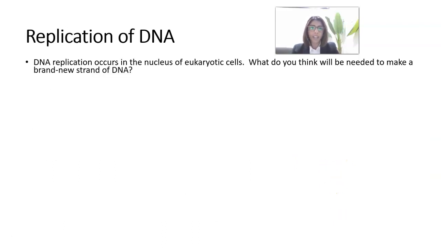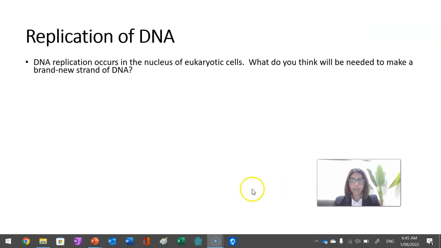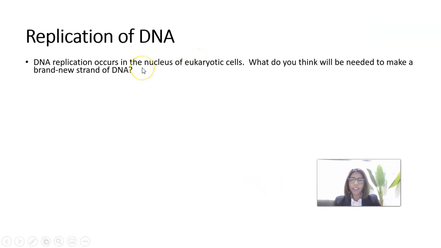So now we're going to be looking at replication of DNA. It occurs inside the nucleus of eukaryotic cells. Remember, we have membrane-bound organelles, hence we are eukaryotic. And we need to think about what we need to make a brand new strand of DNA. So the first thing we need is a template. If you're going to copy down these notes, you're using these slides as a template to copy down the individual letters to make up the sentences that will make sense.